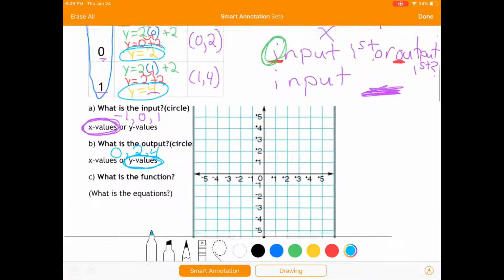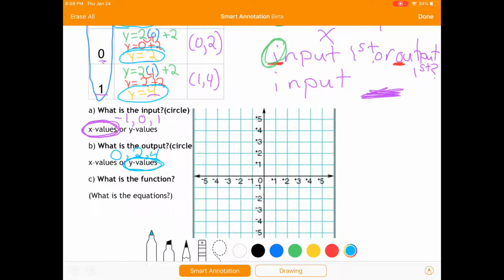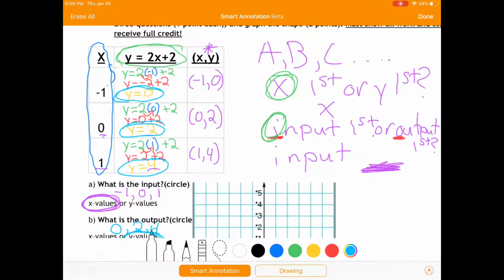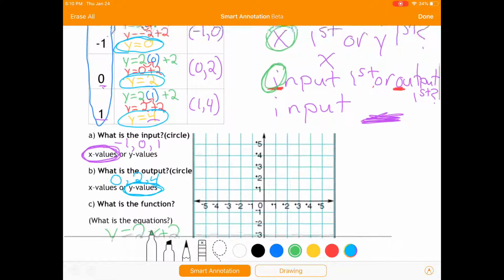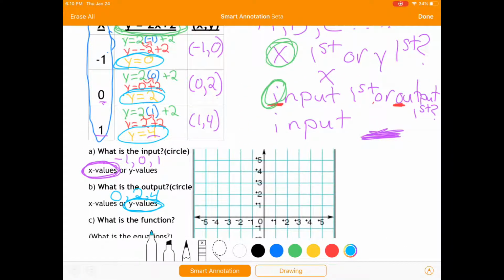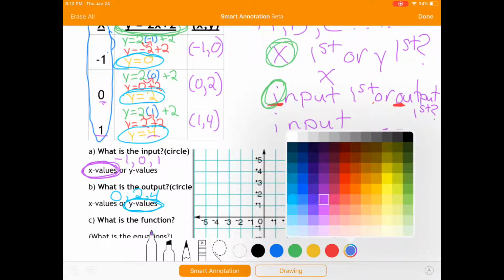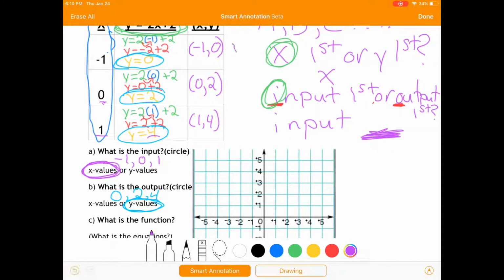Number C. What is the function? What is the equation that we use to find this input-output? Well, it is y equals 2x plus 2, and it was given. So y equals 2x plus 2. And now we graph it. So we're going to come in here and graph the 3 ordered pairs that we found.